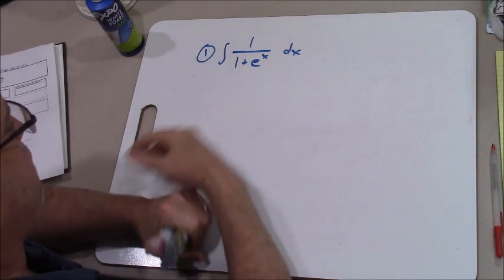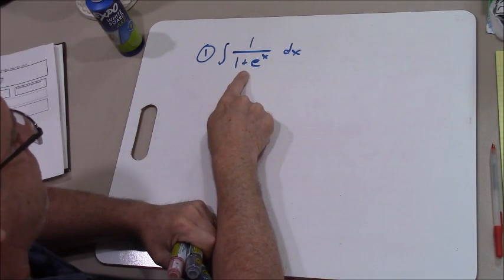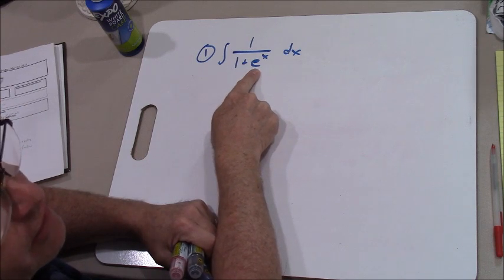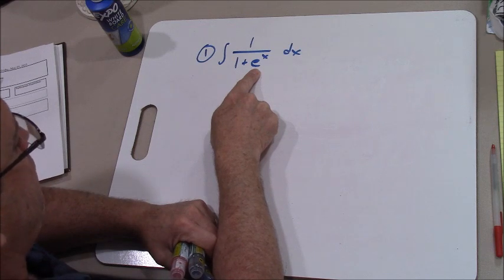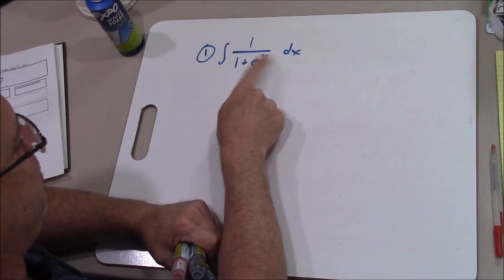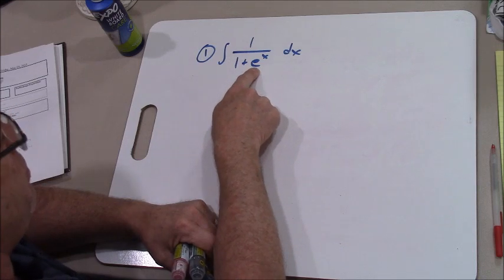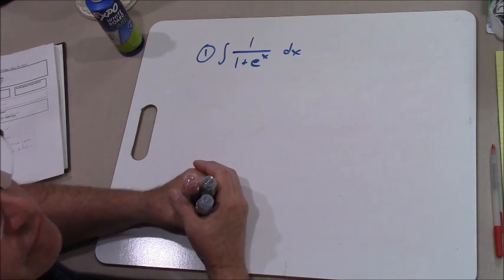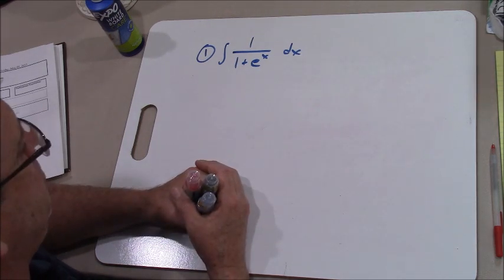When I look at this one, my first thought is, it's a fraction. Can I do u prime over u? Well, that doesn't work. The derivative of e to the x is not 1. There's no square root. It could be an arc tangent, except I don't see something squared and I don't see the derivative of this up there. So I'm going to have to figure out some other way to do this problem.